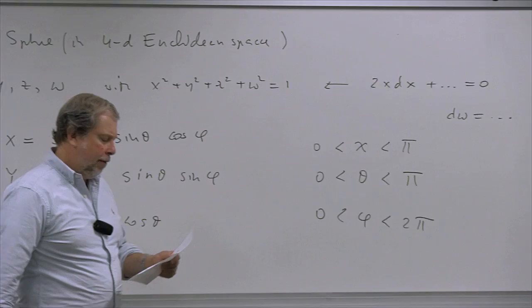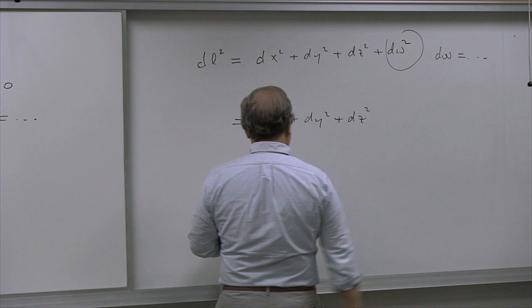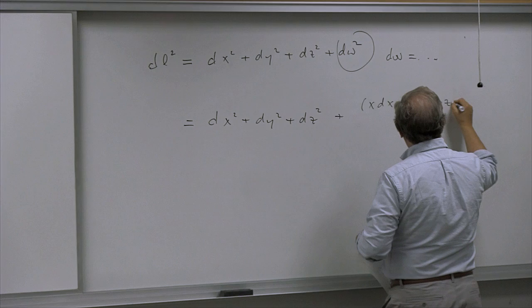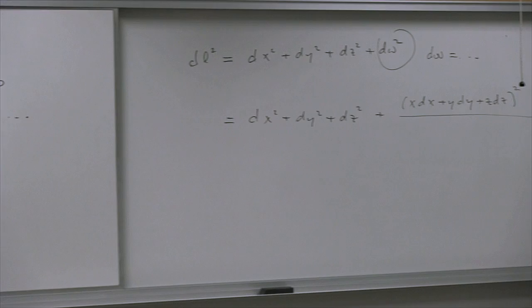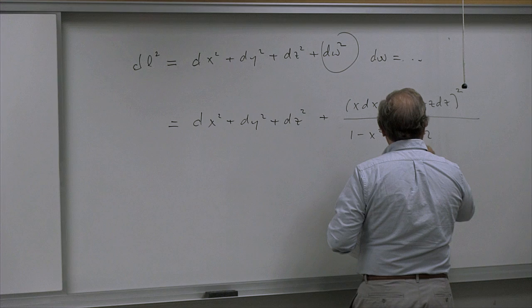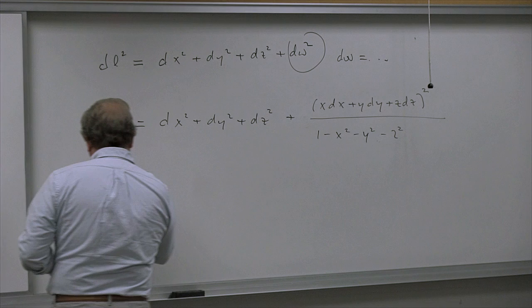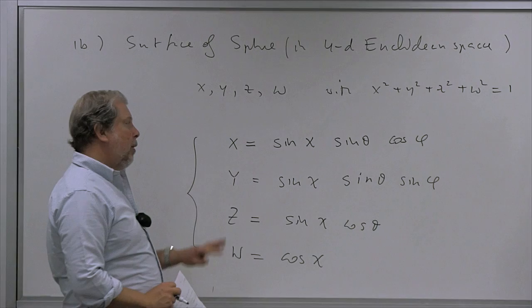And so we can write this as being dx squared plus dy squared plus dz squared, of course, again. And now the dw part is going to be plus x dx plus y dy plus z dz, and then squared, divided by, well, we have to divide by w squared, right? And w squared is 1 minus x squared minus y squared minus z squared. Okay, very good. So now we can rewrite this in spherical coordinates. We want to rewrite things in spherical coordinates, so we're going to use this relationship at this point, which we haven't used yet, to get to that.